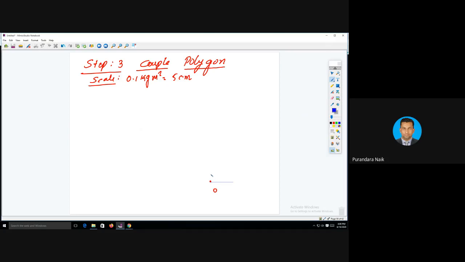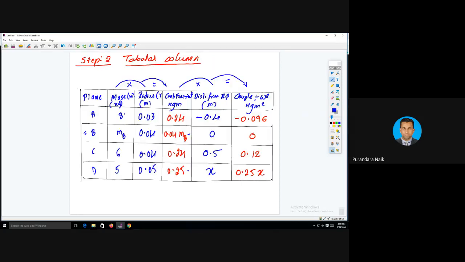First one is 0 degree. 0 degree means this line. You need to take it along this one. But what is the magnitude of A? That is minus 0.096. 0.1 is equal to 5 centimeter, so 0.096 is equal to 5 divided by 0.1 into 0.096.